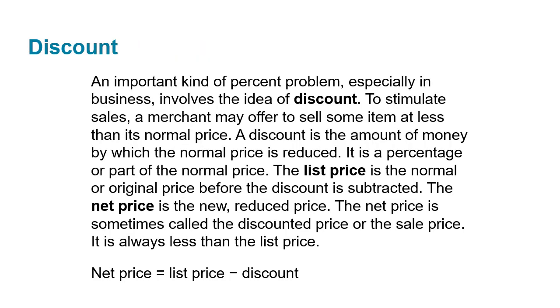Okay, so a very common type of percentage question involves the idea of a discount, i.e. marking down a price. So you've got the list price or the original price, and then you've got the net price or the new price. And basically the new price just equals the original price minus the discount. Or if you want to use these vocabulary terms, the net price equals the list price minus the discount. So just think new price equals original price minus discount.